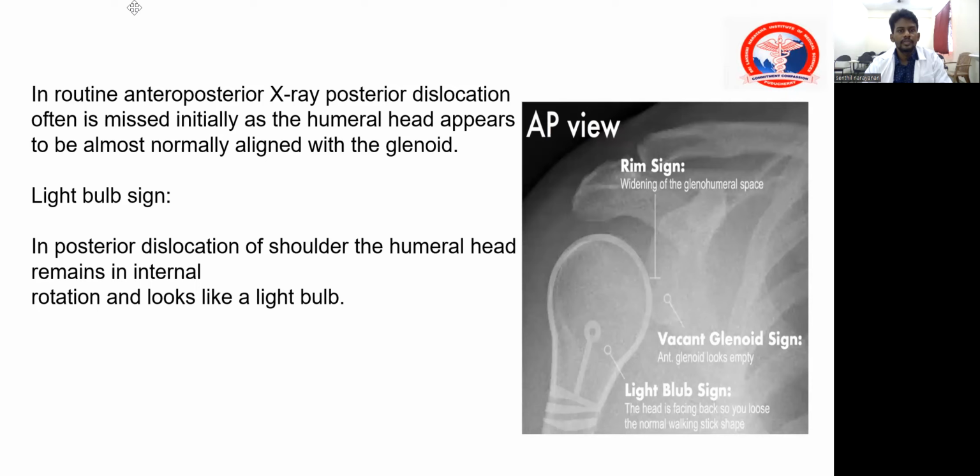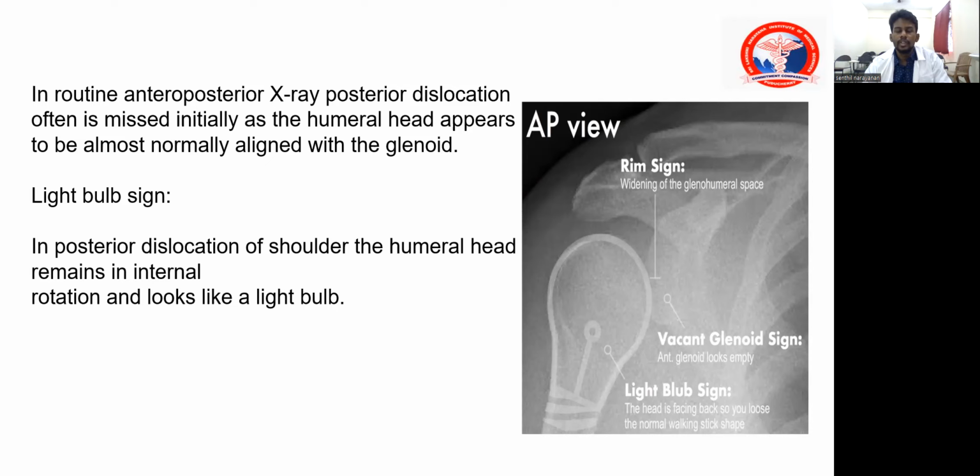Light bulb sign. In the posterior dislocation of the shoulder, the humeral head remains in internal rotation and looks like a light bulb. This is because of the internal rotation. Here you can see the light bulb. There is also the vacant glenoid sign: the anterior glenoid looks empty. There is widening of the joint space, and the light bulb sign is facing back.